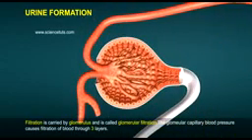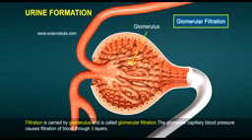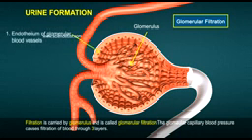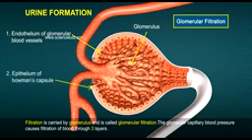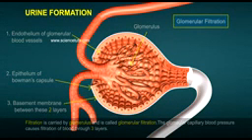Filtration is carried out by glomeruli and is called glomerular filtration. The glomerular capillary blood pressure causes filtration of blood through three layers: 1. Endothelium of glomerular blood vessels, 2. Epithelium of Bowman's capsule, and 3. Basement membrane between these two layers.